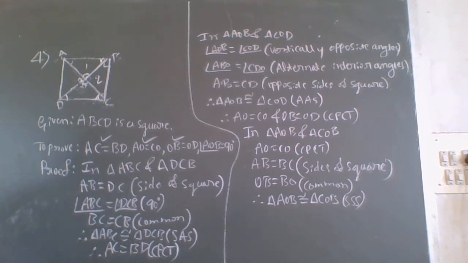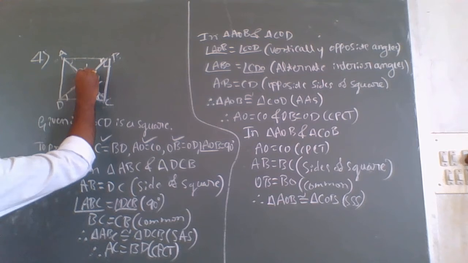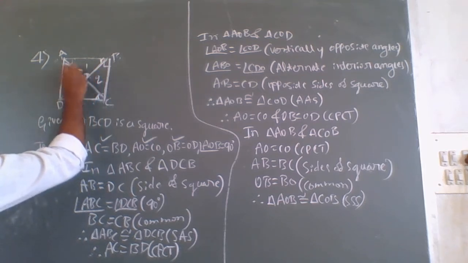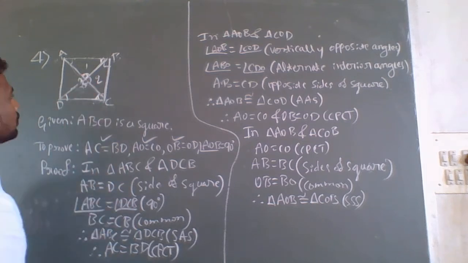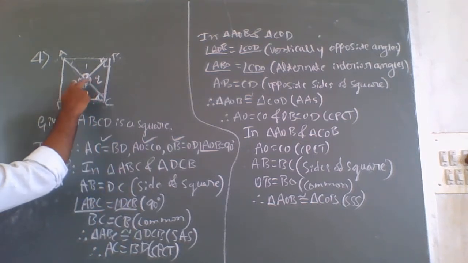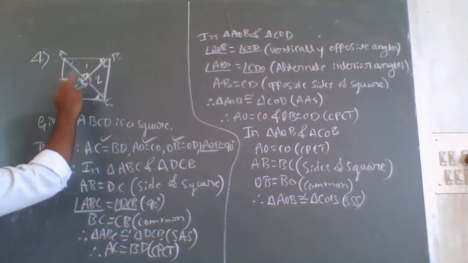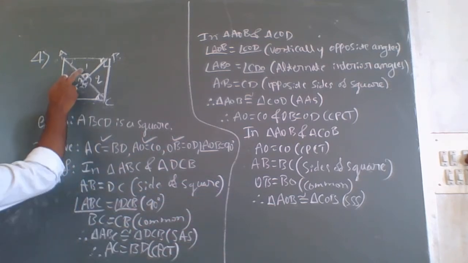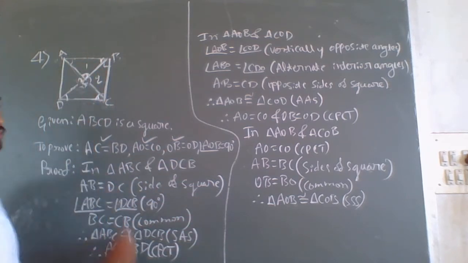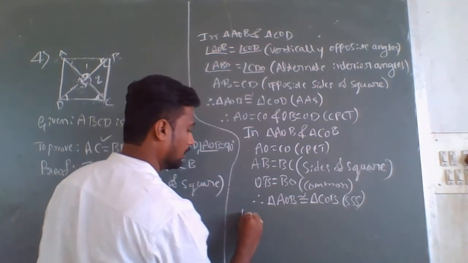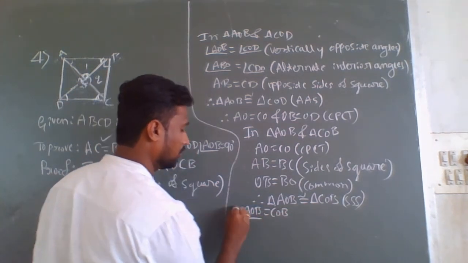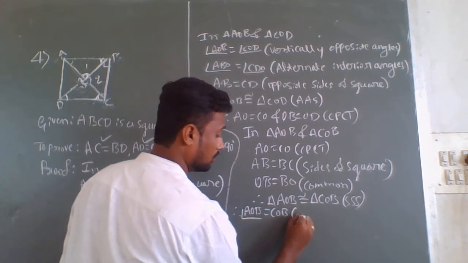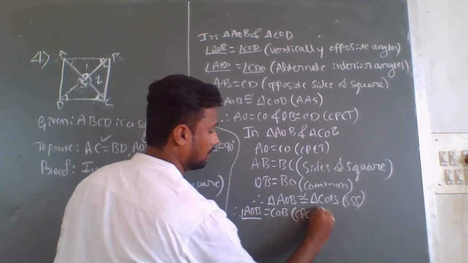So now we got to know that angle AOB is equal to angle COB. Why? Because of CPCT. These two angles are corresponding parts of congruent triangles. Therefore, we can write angle AOB is equal to angle COB. Here I will write angle AOB equals angle COB by CPCT.